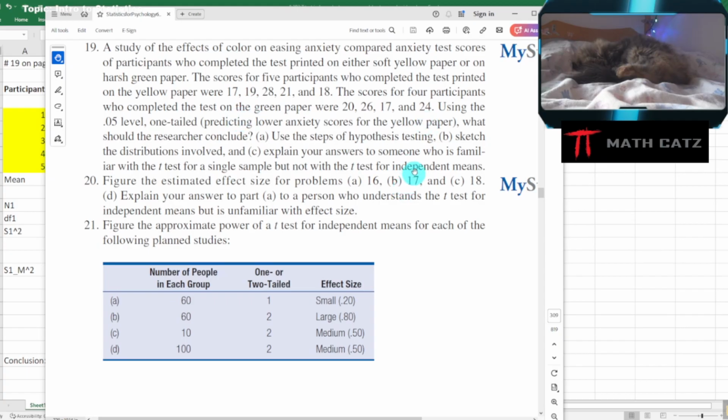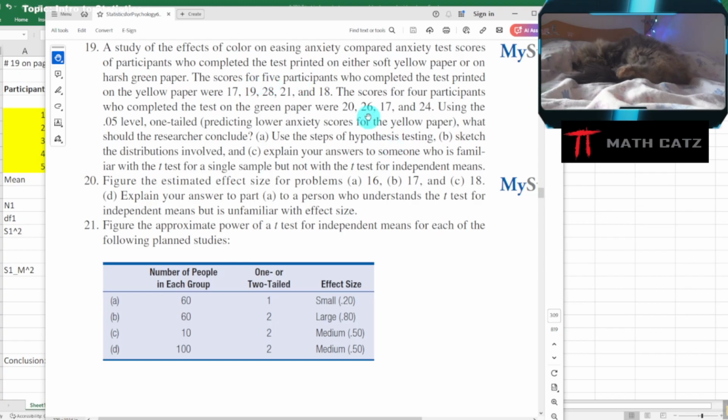Now, we're not doing all of these, but the main important parts. Using the 0.05 level, they tell me it's one-tailed. That doesn't always happen. I have to figure that out. We want to see if there's a prediction of lower anxiety scores for the yellow paper. So we want to know, is yellow on average giving me lower anxiety scores? Not different, that would be two-tailed, but specifically I want to test if it's lower. And I want to go through my hypothesis testing.